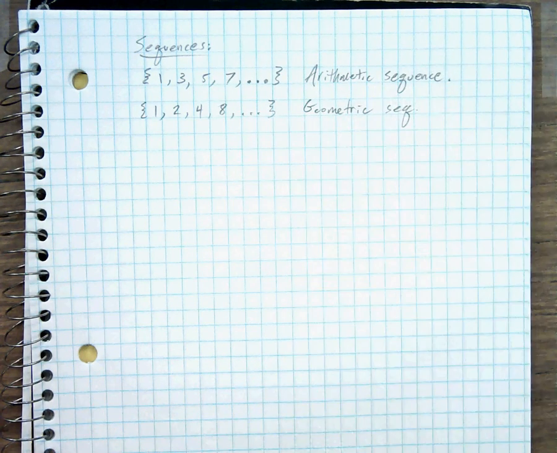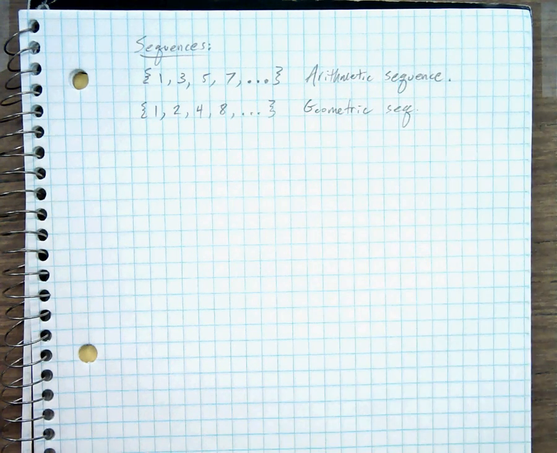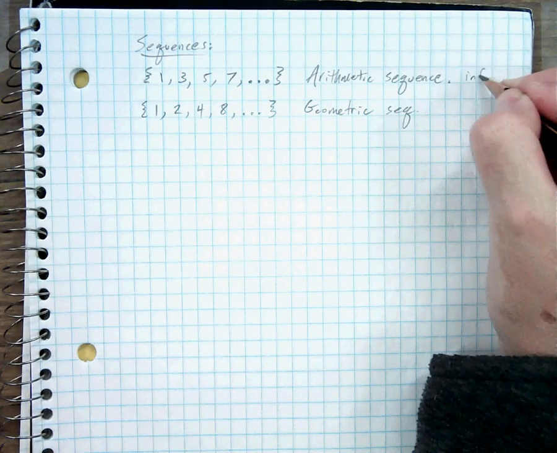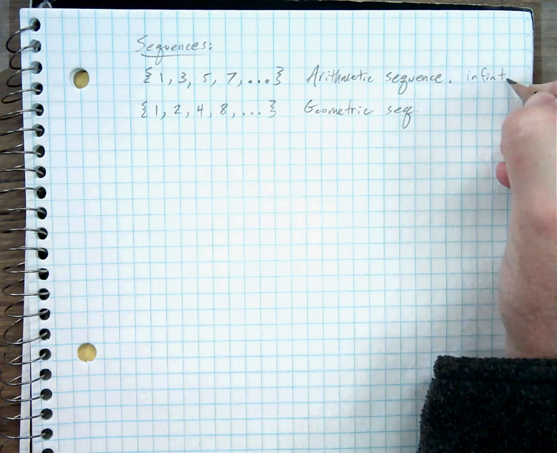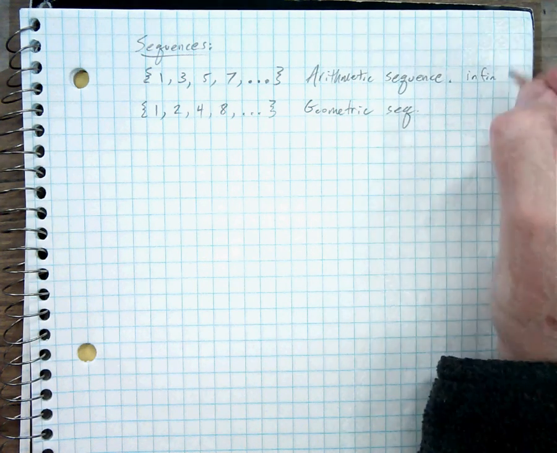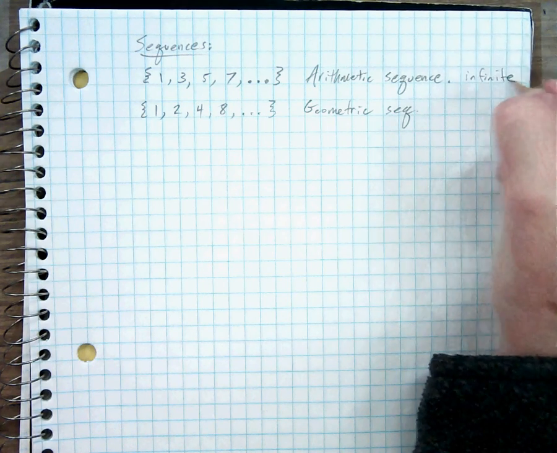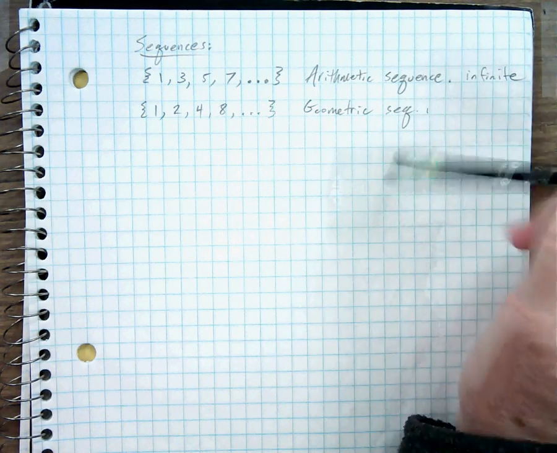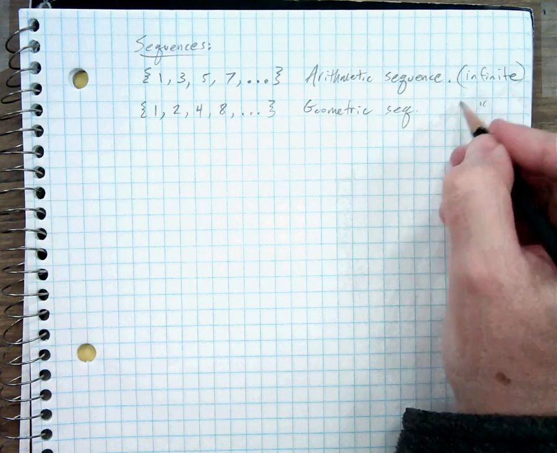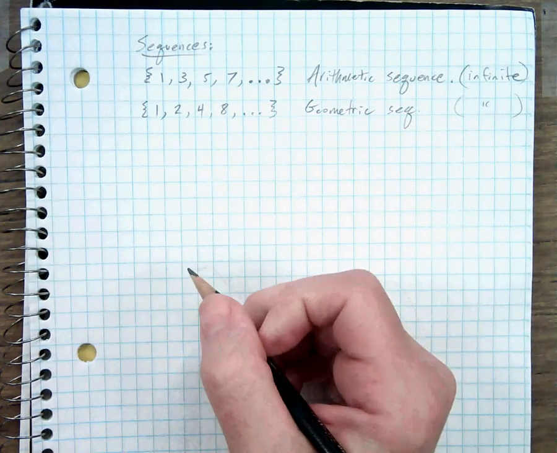All right. So these also, let's go ahead and write infinite beside these. And same with this one, ditto. All right.